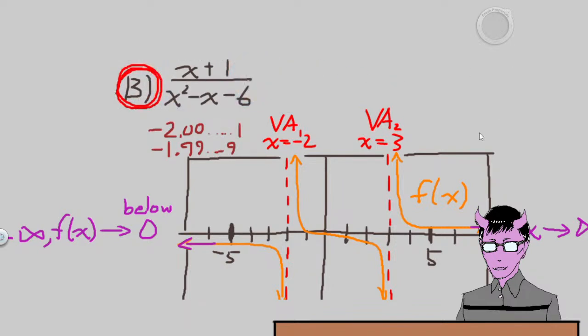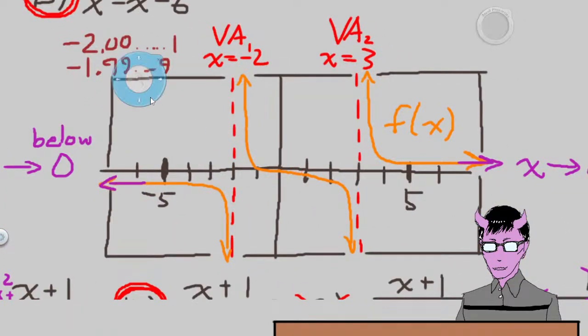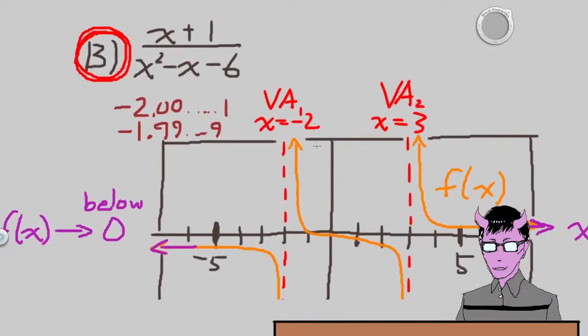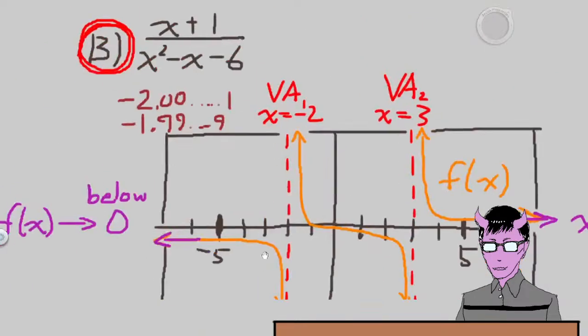Okay, we're just evaluating the behaviors around the vertical asymptotes. We can't plug in negative 2 again. So if we are below negative 2, like negative 2.001, what happens? Will we agree with this exploding downwards behavior?